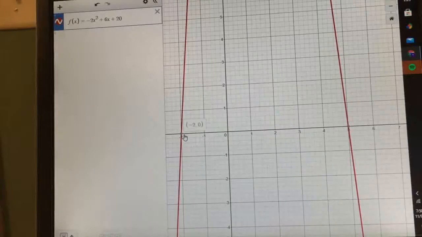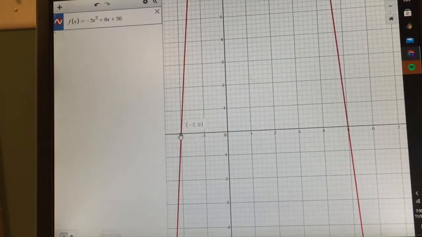And then the next thing I want to find is where f of x is greater than 0. So if you look here where this graph crosses the x-axis, anything above the x-axis would be where f of x is greater than 0.